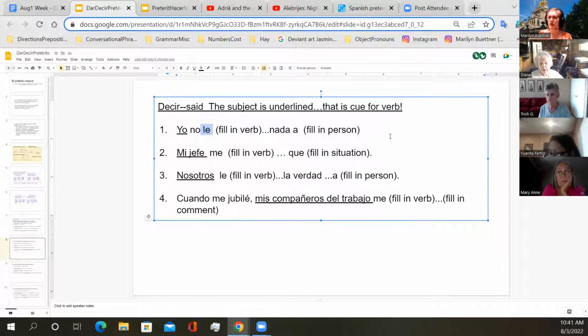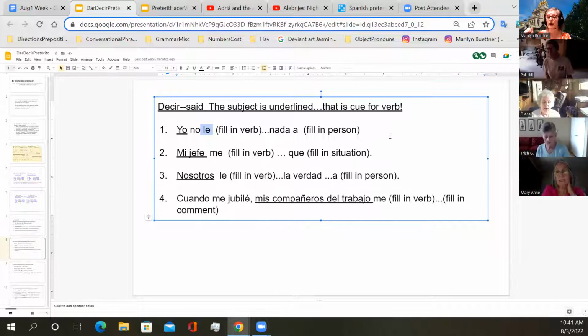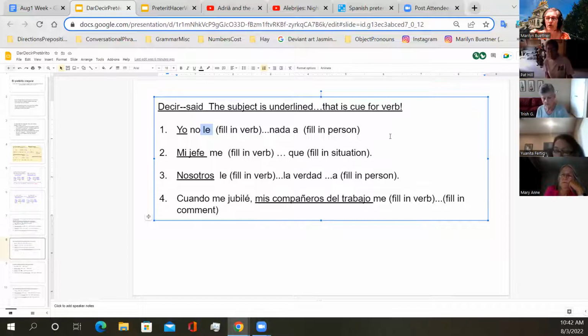Otro ejemplo. Vecino, colega, somebody else? Yo no le dije nada a mi esposo. Okay, bien. Vale. Algo más, something else. No le dije nada a una persona muy irrespetuosa. Ah, ok. Bien, vale. Bueno, ¿otra idea? Yo no le dije nada a mi hijo cuando me hace enojar. Oh, when he makes you mad. Oh, bien, bien, bien, bien.